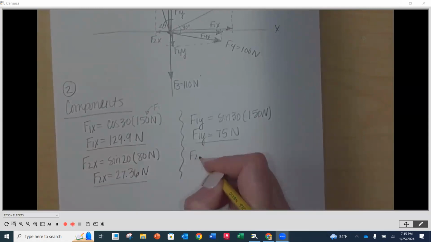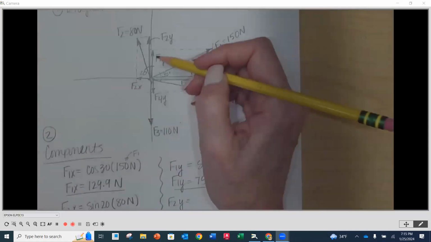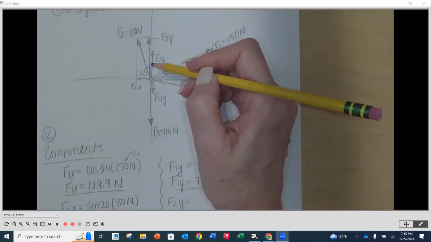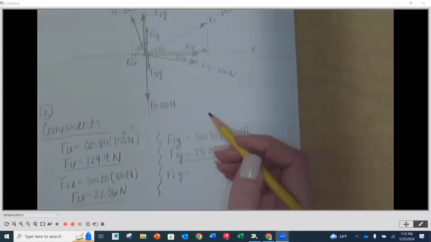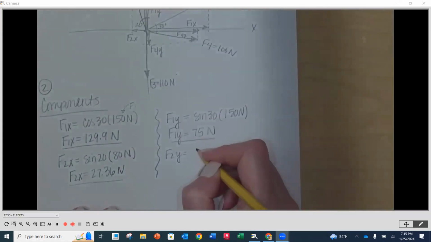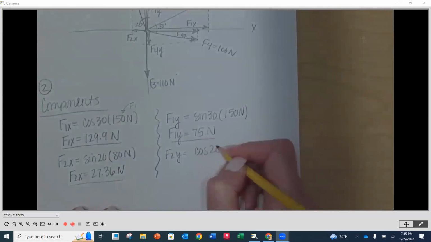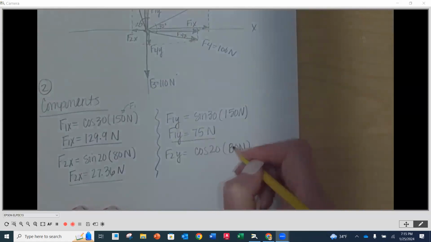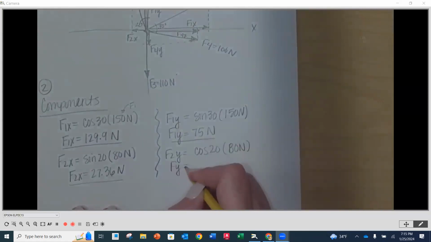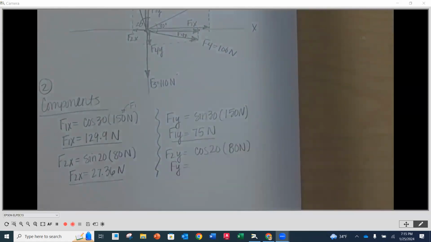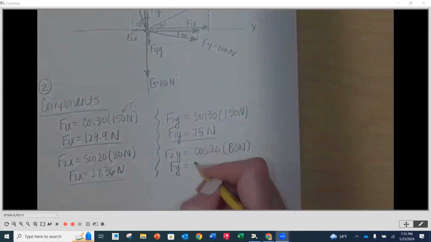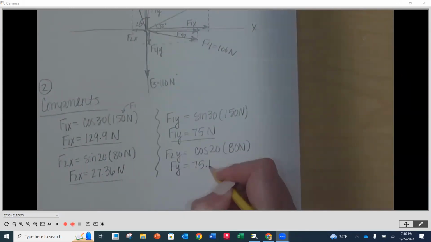And then my F2Y is going to be the side adjacent. So that one's going to be the cosine using that 20 degrees. So this one's going to be the cosine of 20 times 80 newtons. So F2Y should be 75.18 newtons.